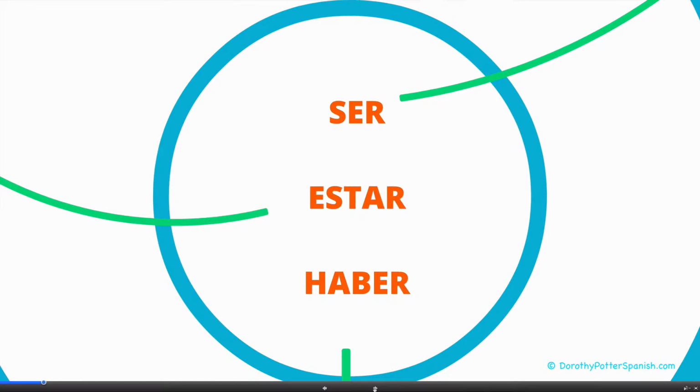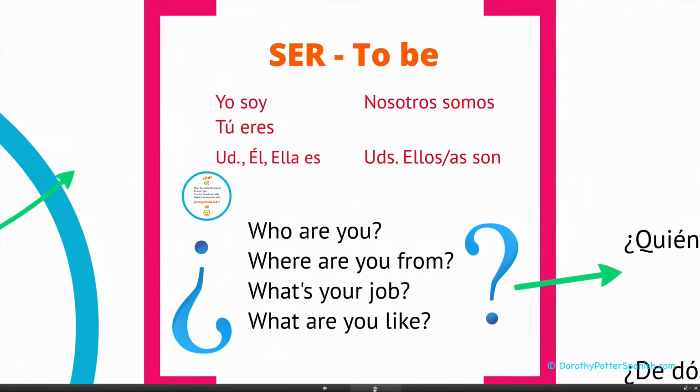Ser, estar, and haber. The first one we have to start with is ser, because ser is about those parts of being that are essential to you, that describe you, that are who you are, where you're from, what you do for a living or for joy, and what you are like.